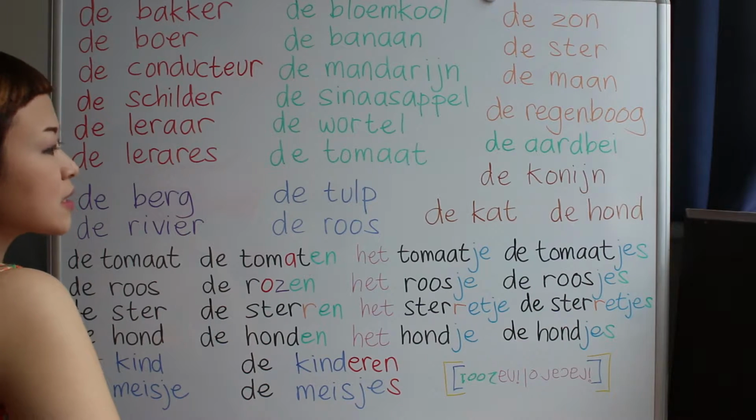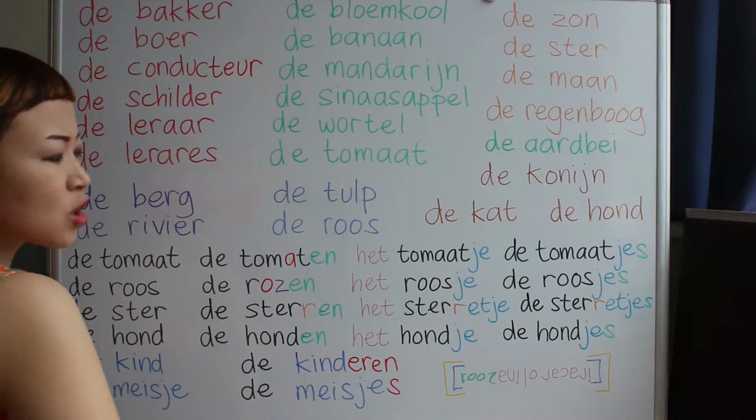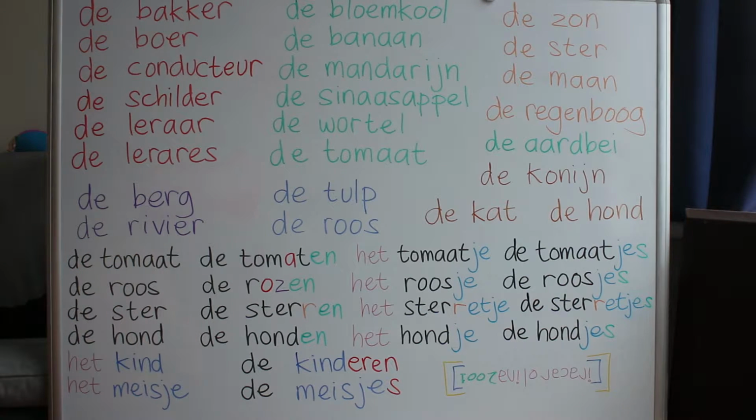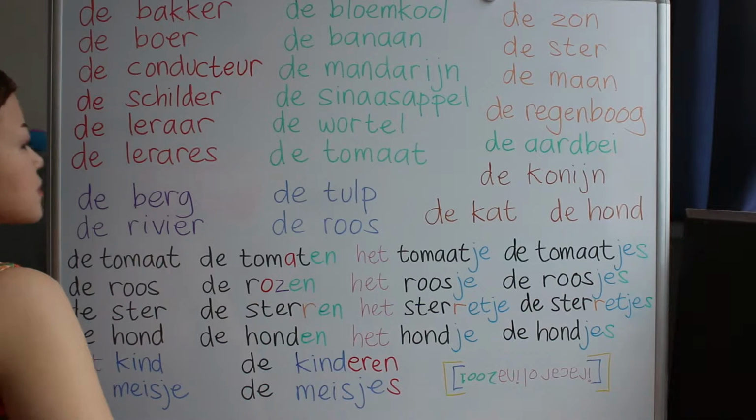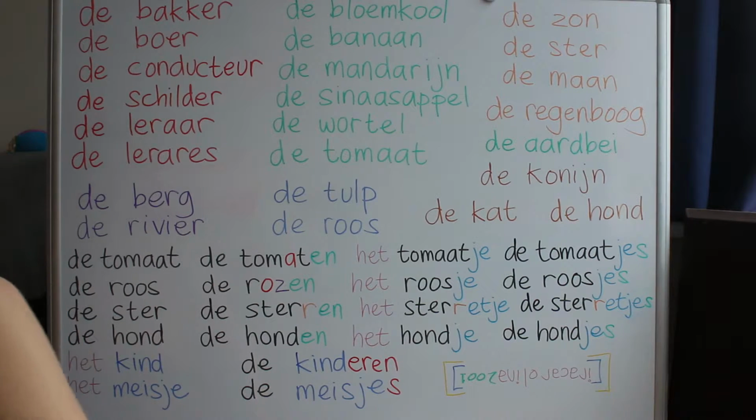Cat, de kat. The dog, de hond. And now flower: de tulp, the tulip. The rose, de roos. These things are nature: de berg, the mountain. De rivier, the river.